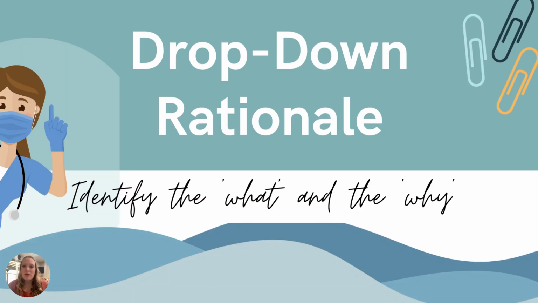In a drop-down rationale style question, you'll be demonstrating that you understand concepts through paired information. So you'll just be justifying concepts by identifying rationales. I know that makes it sound a lot more complicated, but let's break this down into some simpler terms.